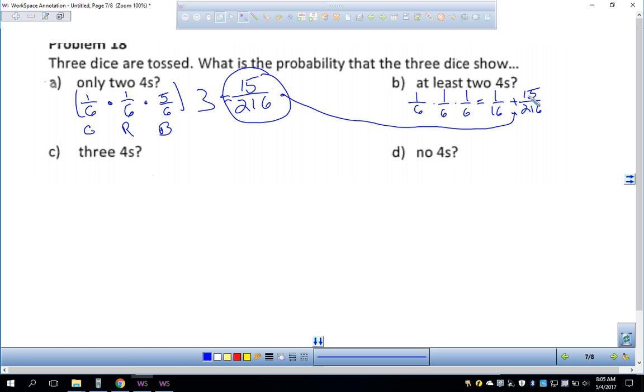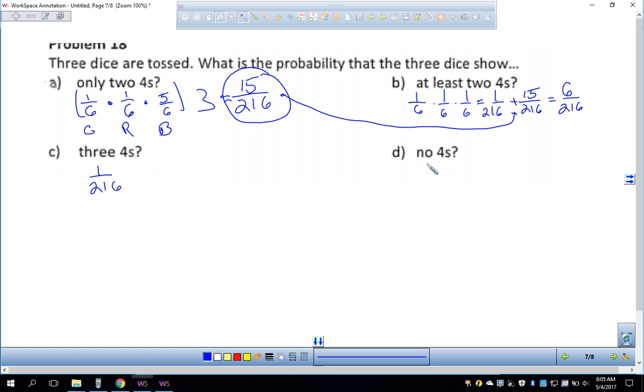So if I add those together, this is 6 out of... no. Why did I write that? I meant 216. So it'd be 6 out of 216, right? Sorry, I got you confused. 6 times 6 times 6 is 216. Oh, 3 4s. This should actually have been 1 out of 216.